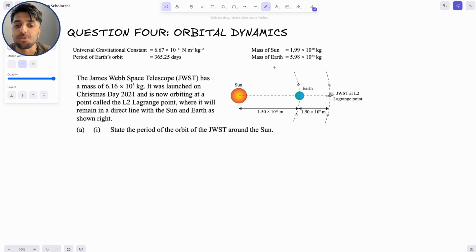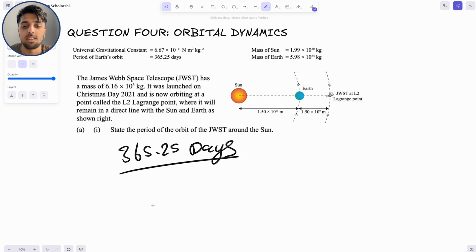Because the James Webb Telescope remains behind Earth and directly in front of the Sun, so it's constantly following the Earth, it must have the same orbital period around the Sun as the Earth. And so the orbital period of the James Webb Telescope is exactly the same as the Earth's orbital period, which is 365.25 days. There we go.